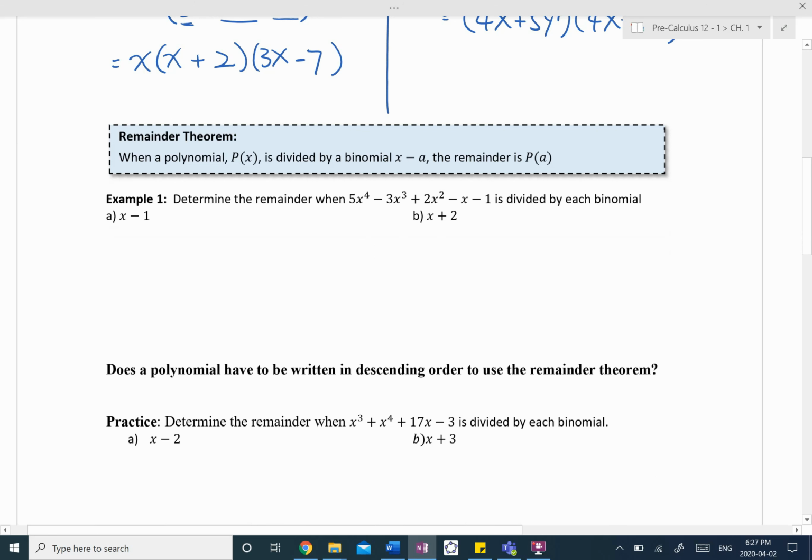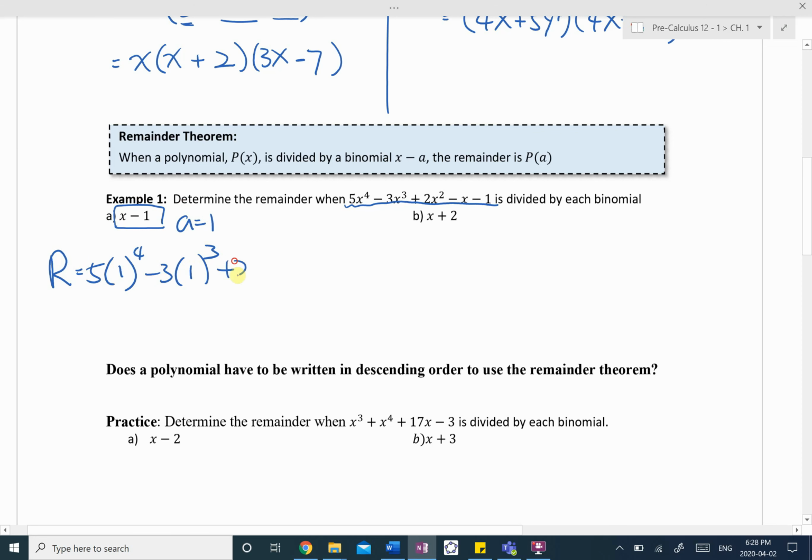What we're doing here is we're looking for a remainder. Given that this is p of x, the polynomial that we have, we are looking to divide this polynomial by the binomial x minus 1. Based on the theorem, if we're looking for the remainder, all we need to do is plug a into the polynomial. If you look at this expression here, the value of a is 1. So to find the remainder, all we need to do is plug 1 into the polynomial.